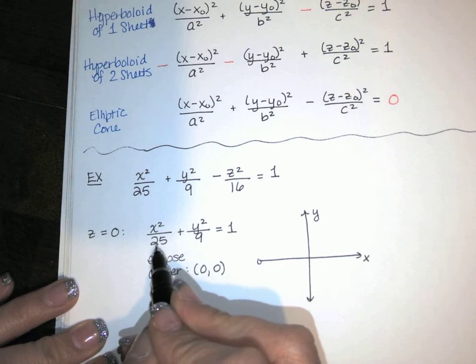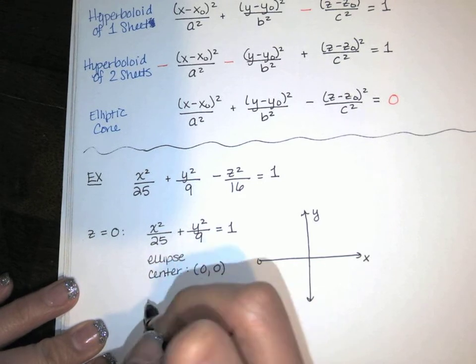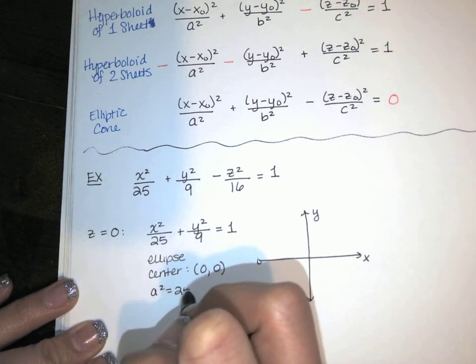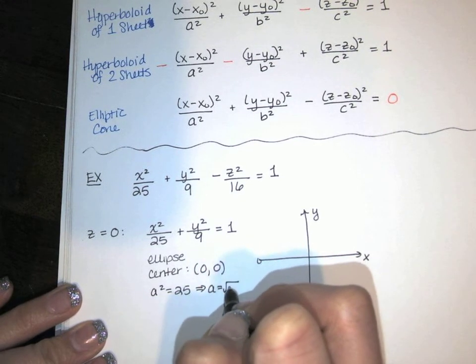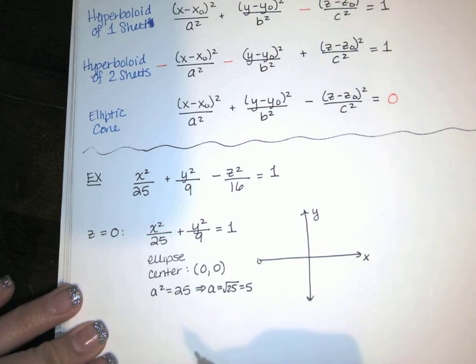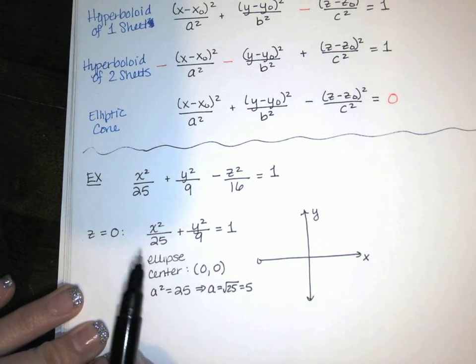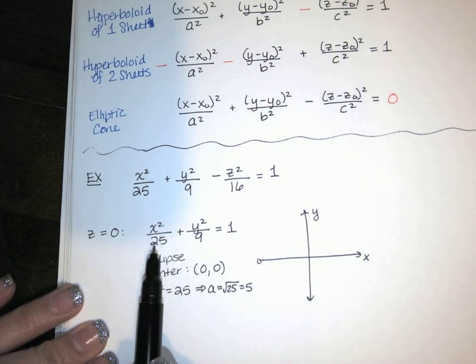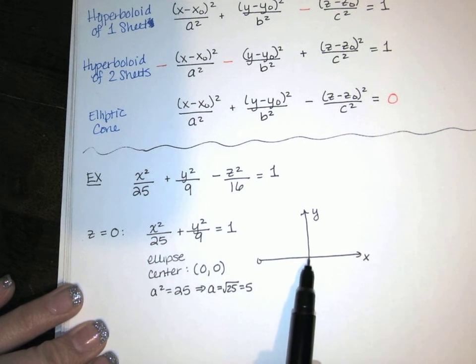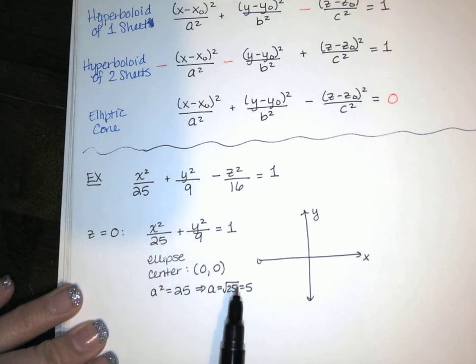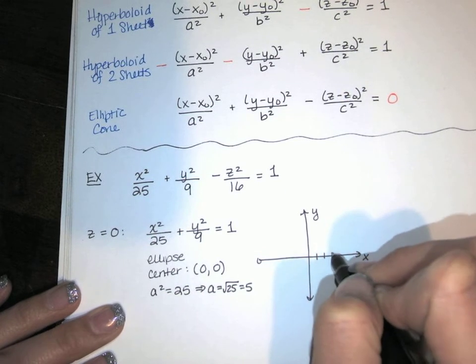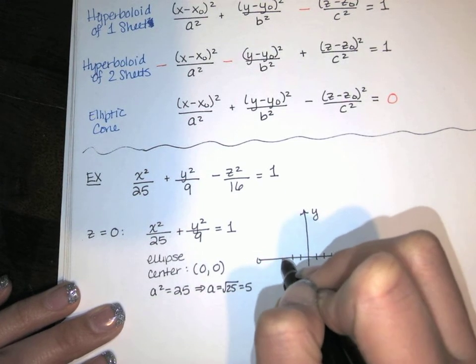It's convention to call the larger one of those a squared. So a squared is 25, and then you take the square root of that, and you get 5. Now, since the a squared, or the 5 squared, is under the x, you're going to go plus and minus 5 units from the center, which is 0, 0, in the x direction. Since it's under the x, we go in the x direction, plus and minus a units. So we're going to go 5 units to the right and 5 units to the left.